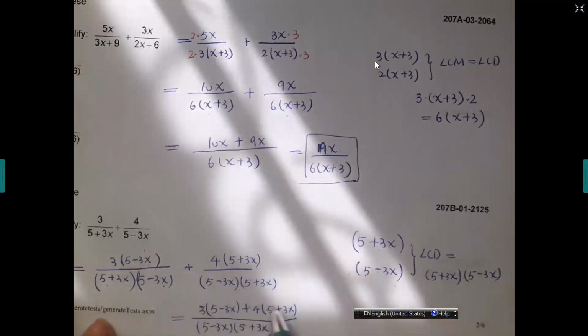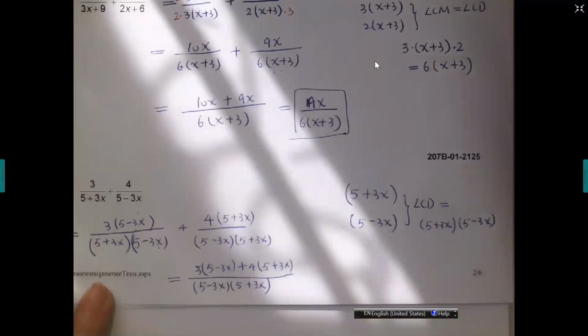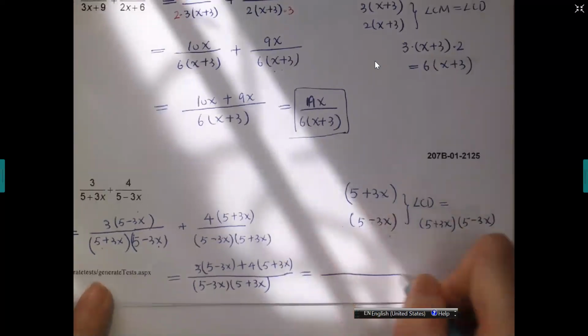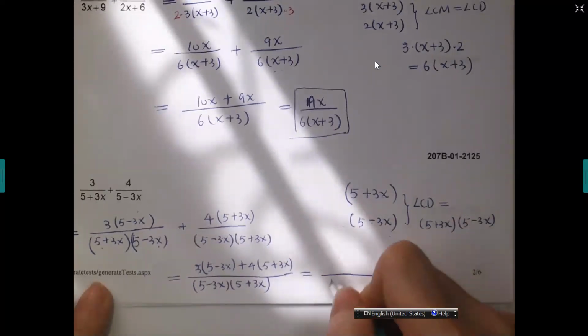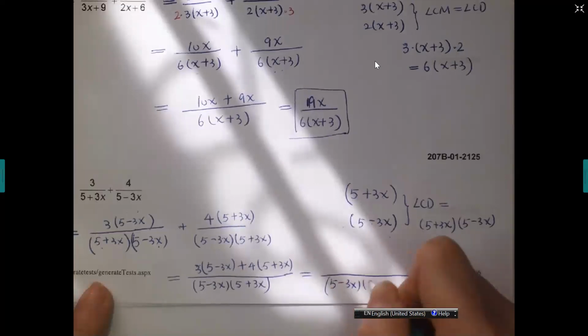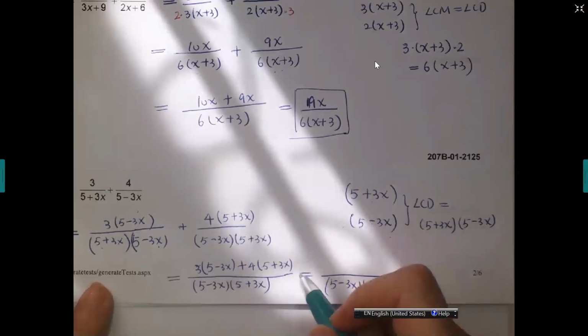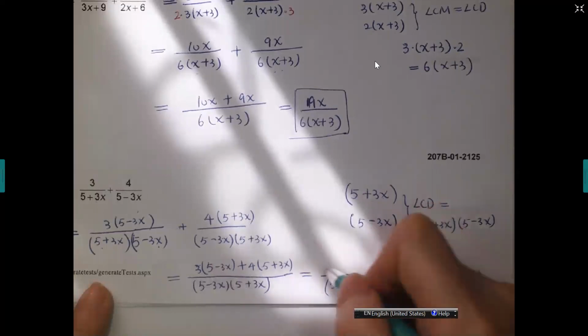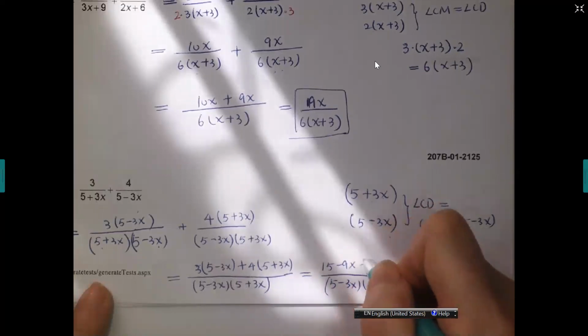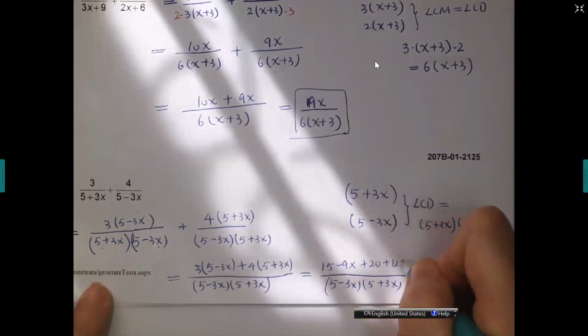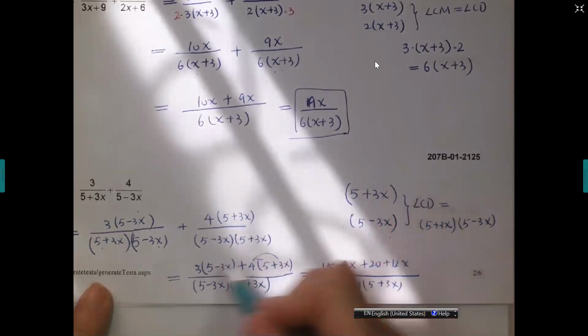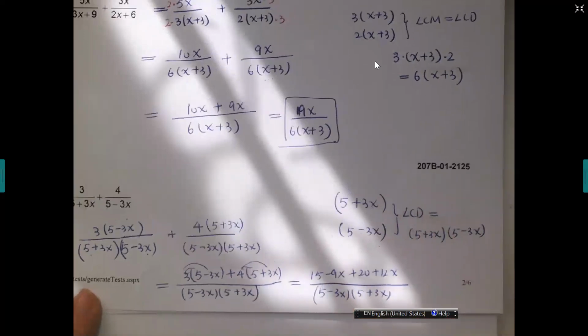How can we simplify this polynomial? We have to remove the parentheses and then combine like terms. So now take your time, be patient. The denominator remains the same, 5 minus 3x times 5 plus 3x. The numerator, by the distributive law, is 15 minus 9x plus 20 plus 12x. So distributive law, don't forget, multiply everything before the parentheses.